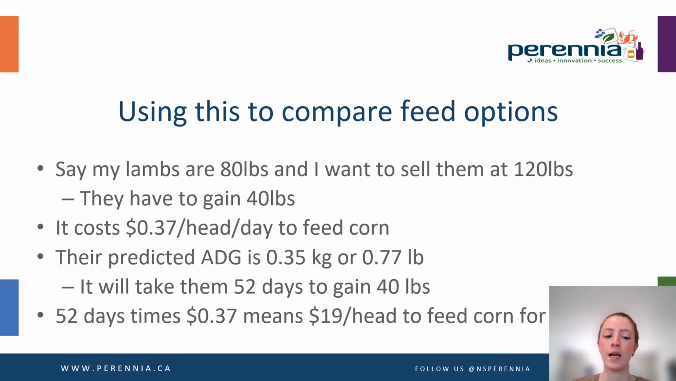So let's say that my lambs are 80 pounds right now and I want to sell them at 120 pounds. So they have to gain 40 pounds. And if it's going to cost me 37 cents per head per day to feed that corn, it's going to give me an estimation of how well they're going to grow on this ration. So it's predicting that my lambs are going to gain 0.77 pounds per day. So it's going to take 52 days for my lambs to gain 40 pounds. So 52 days times 37 cents means $19 per head to feed corn for that duration of time to get them up to that 120 pounds.